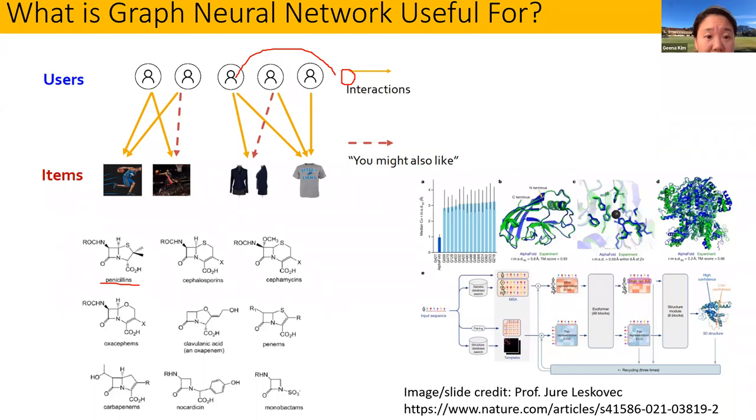Also, graph neural networks have been used in AlphaFold. Has anyone heard about AlphaFold? I think a lot of people know AlphaFold by now. The protein folding problem has been a very, very difficult problem and requires a lot of computing resources, lots of supercomputers and so on. But graph neural networks, by using neighbors and utilizing the graph structure very efficiently, made a breakthrough in the protein folding problem. And it is still a very active research area in the biomedical field.